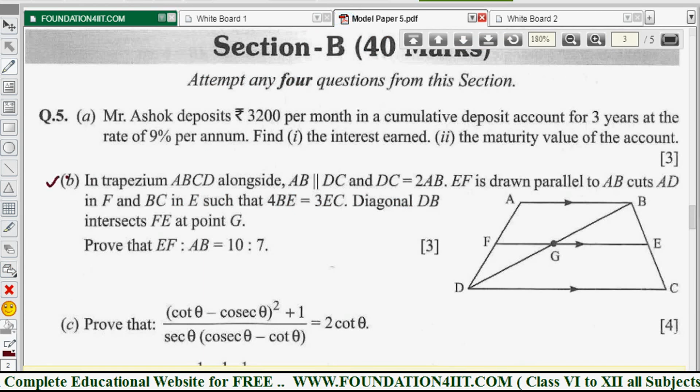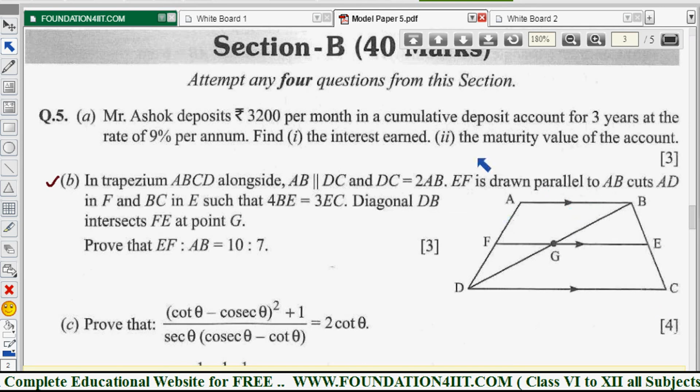The second problem is from geometry. In trapezium ABCD, AB is parallel to DC, and DC is equal to 2 times AB. That means DC is double AB.